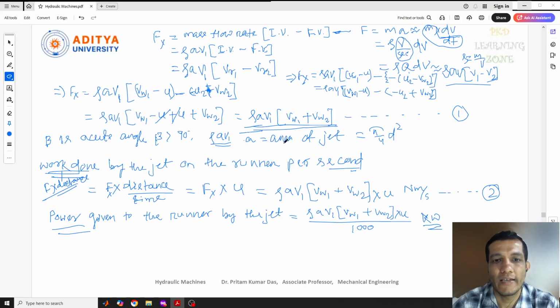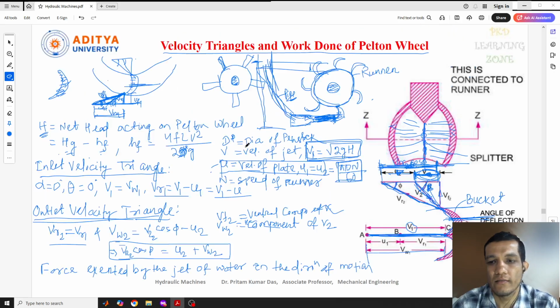I hope you understand these derivations. Slightly lengthy, but things are already done previously, and you need not understand the outlet condition again if you have seen the previous video. The only thing you need to understand is the inlet velocity diagram. Remaining all are very simple.